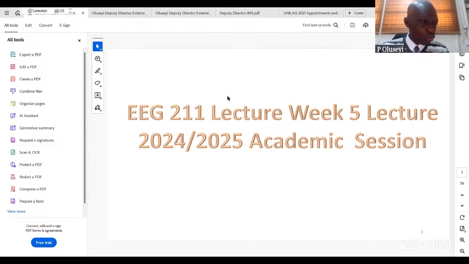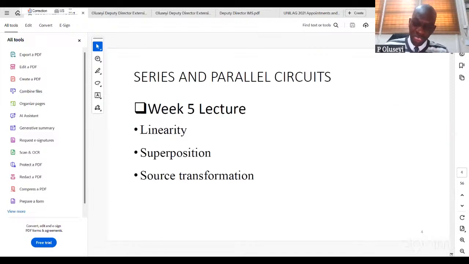This morning, we want to go straight away and look at linearity, the superposition theorem, as well as source transformation. So that's what we are looking at this morning. These are the topics for this morning. It's not a long lecture. I believe we can finish it in time. So please carefully pay attention.